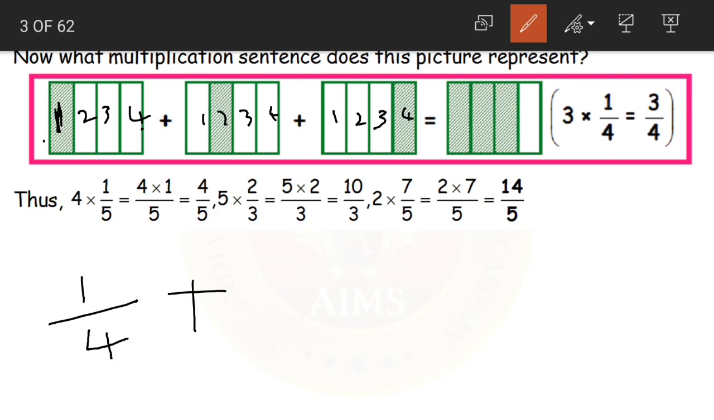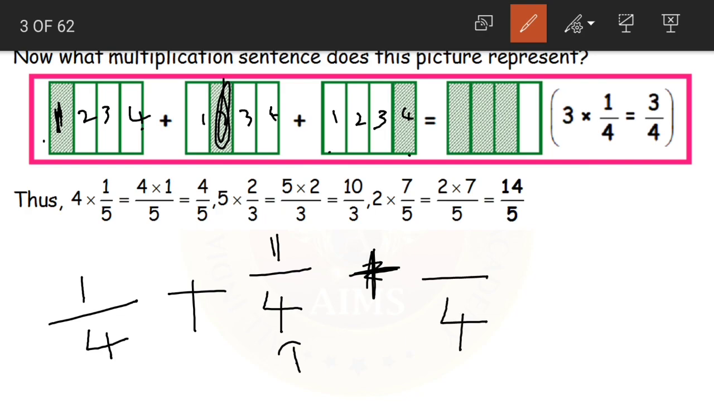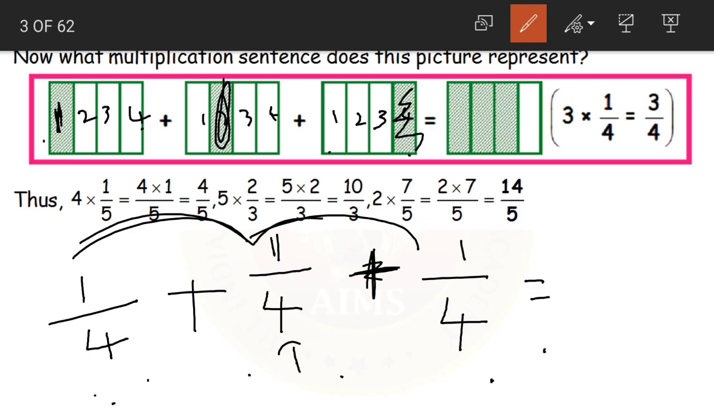Then again only one part is shaded here. So 1 divided by 4. Here 4 is our total parts and 1 is our shaded part. Again in the third box we have 4 parts and only one part is shaded. So again it becomes 1 by 4. Now see here students, the number we are adding is the same. We are adding 1 by 4 3 times. So instead of repeating the addition, we can simply multiply. How many 1 by 4s are there? 3 into 1 by 4 is our number here.